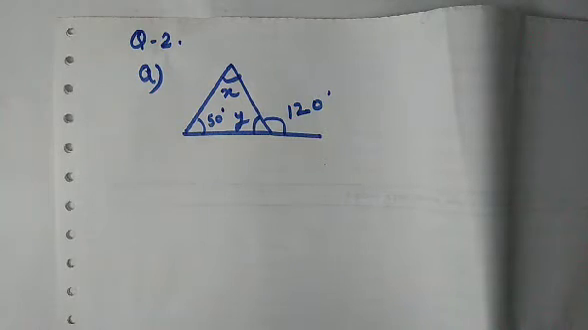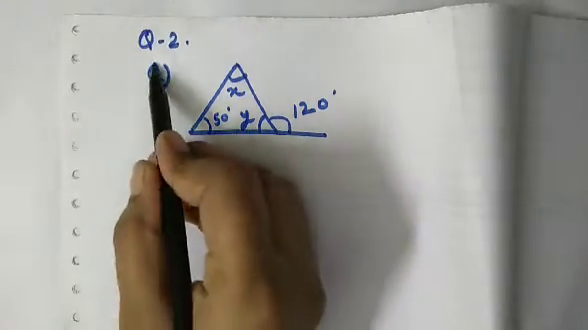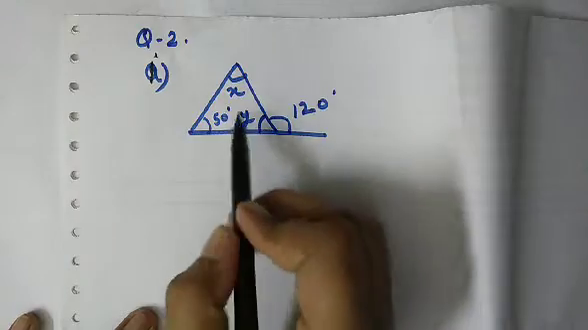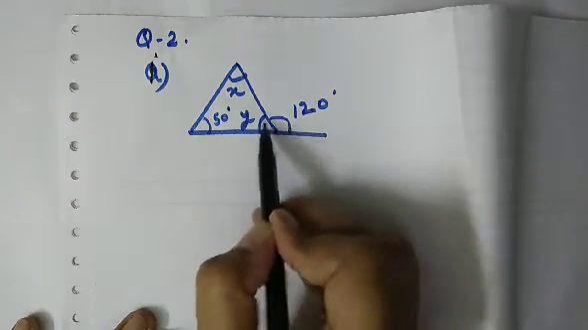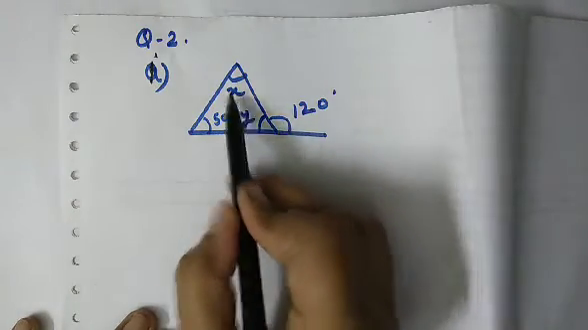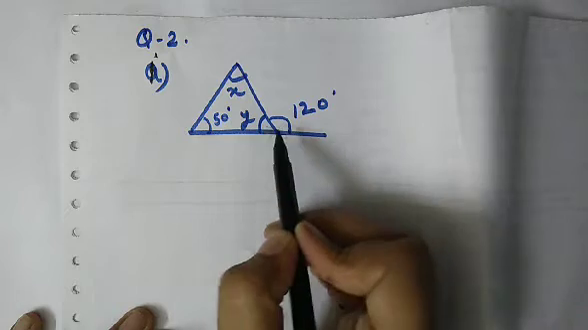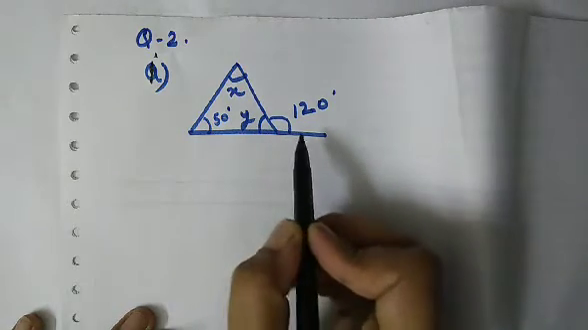Now this is question number 2 of exercise 6.2. Find the values of the unknowns x and y in the following diagrams. We have to find x and y. So here I am taking part first. Here we have a triangle and this is an exterior angle and we have to find x and y. So how will you find them?